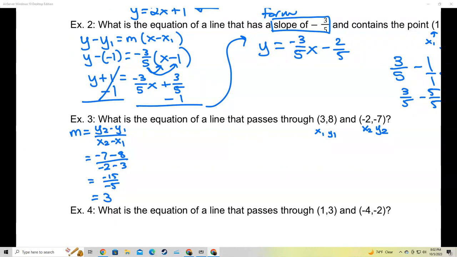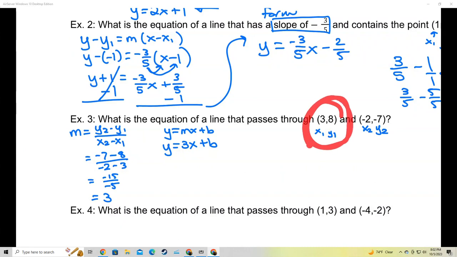So now, when I try to put this in slope-intercept form, it's going to be y equals mx plus b, but I know my m. My m is 3. I need y equals 3x plus b. I am almost done. I still need to substitute that b. I don't know what my y-intercept is. What do I do? I use one of these x's and y's.